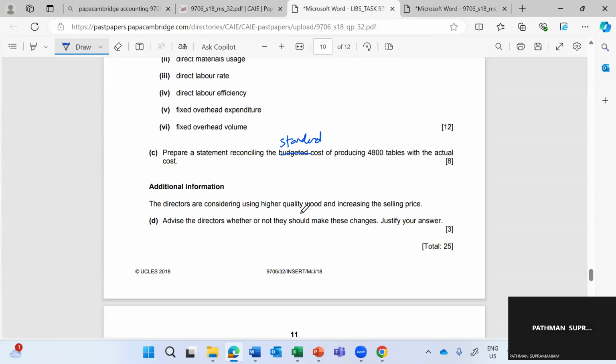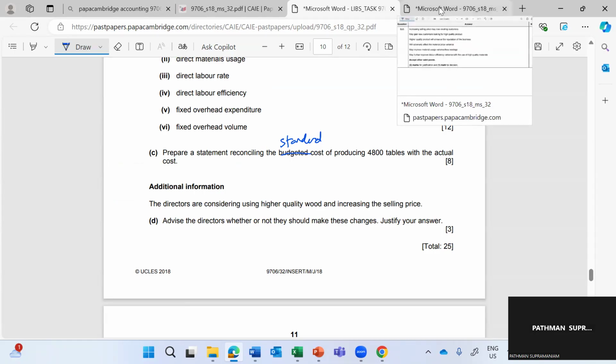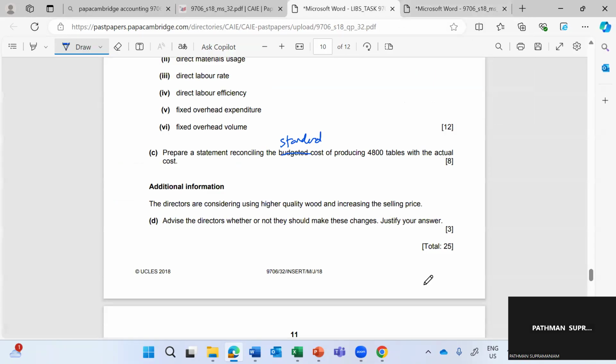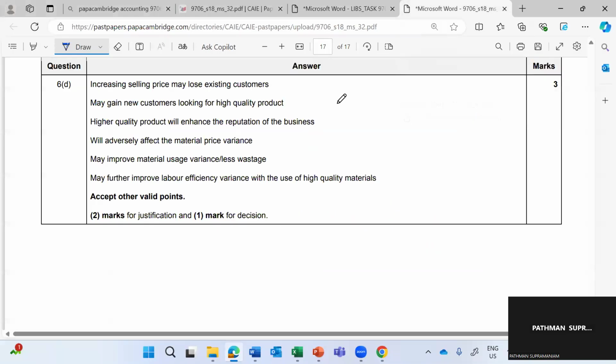Okay. So using higher quality wood means we have to incur more cost. Increasing selling price, yes, we will get more profit, but we need to be able to justify the selling price to convince customers. So we need to convince customers. So this can be your answers.